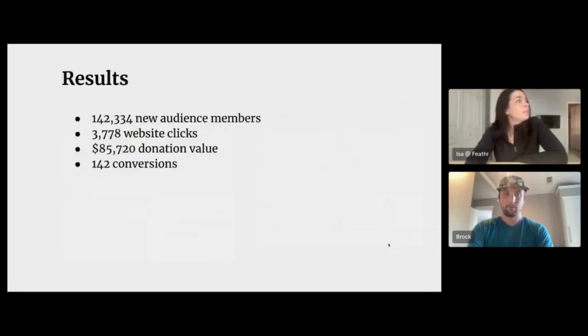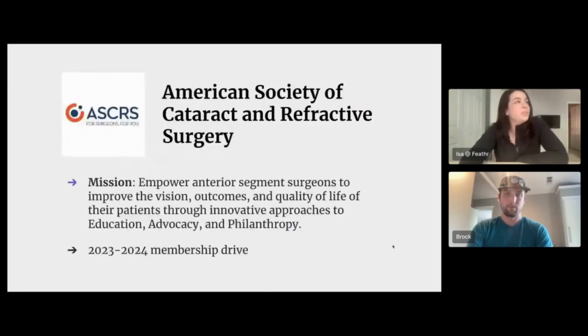And then you can see the results here. Again, lots of new web traffic, lots of new audience members reached. So 142,000 new people were seeing their ads. And they brought in $85,000, almost $86,000 in donations in 2023. So great work there too.